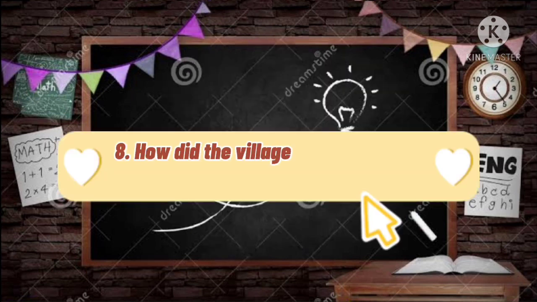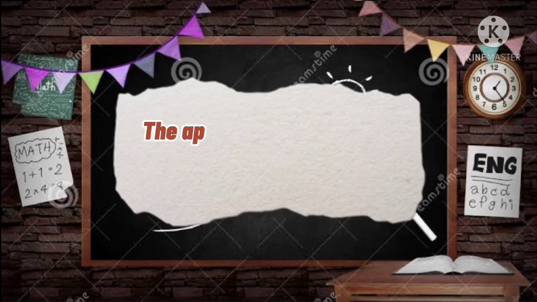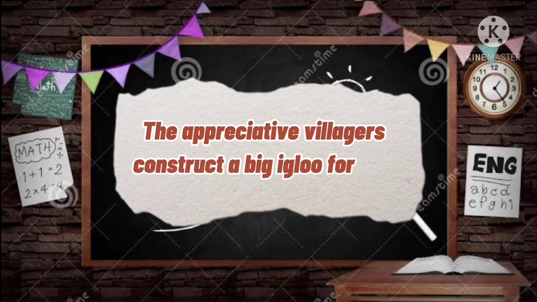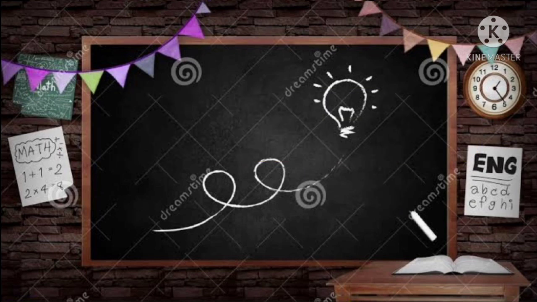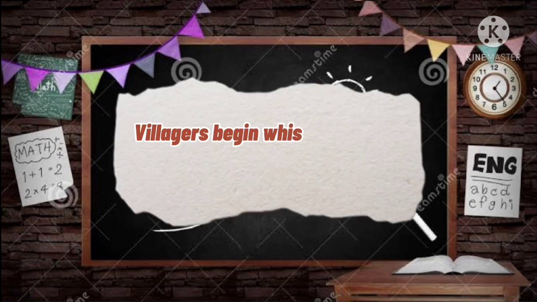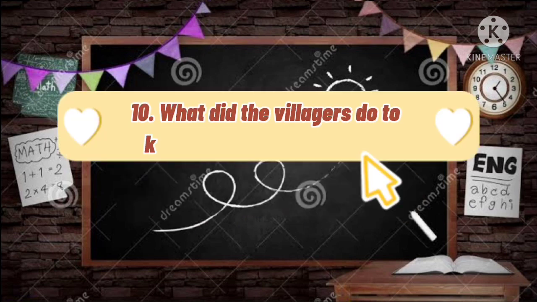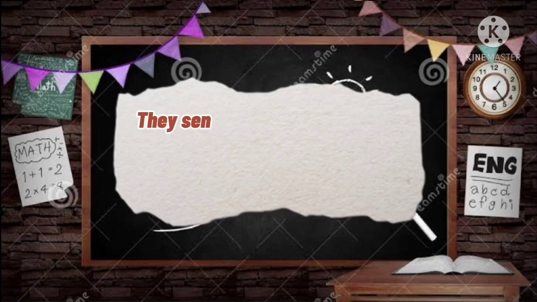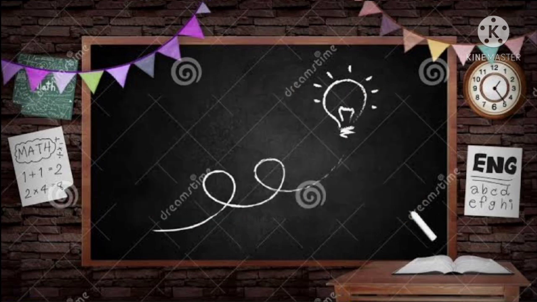Now, how did the villagers repay Kish in providing them meat to eat? The appreciative villagers construct a big igloo for him. Now, what was the accusation of the villagers as to how Kish do the hunting? Villagers begin whispering that Kish is practicing witchcraft. What did the villagers do to know the secret of Kish? They sent 2 scouts to follow Kish and spy on his hunting exhibition.